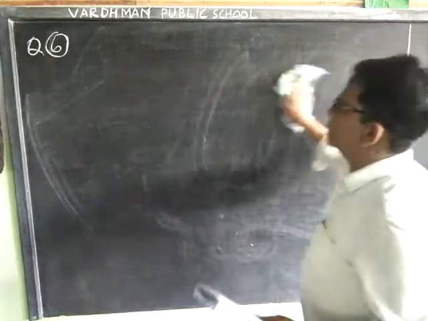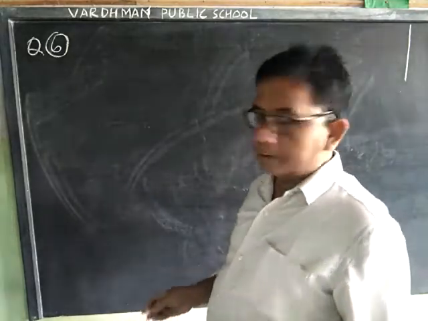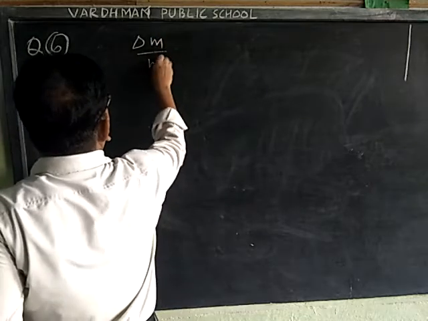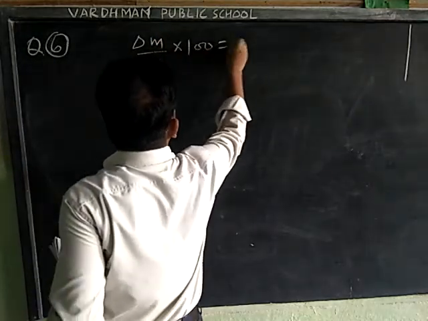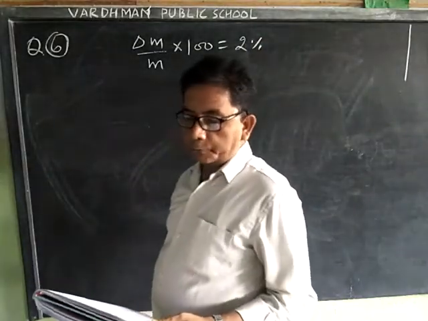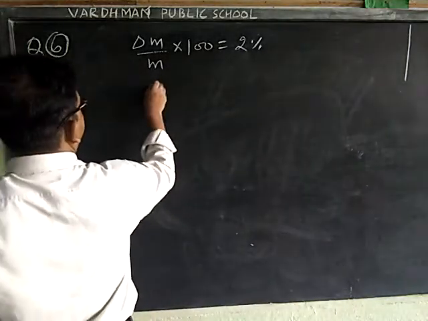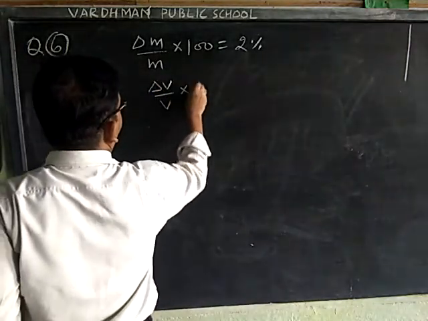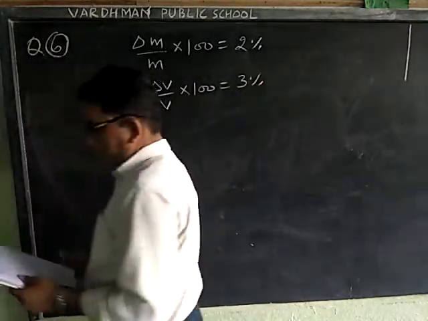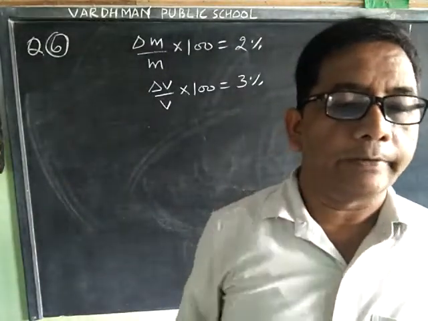The next question is the percentage error in the measurement of mass. Percentage error in the measurement of mass is 2%, that is delta m upon m into 100 is 2%, and speed, percentage error in the speed is 3%, that is delta v upon v into 100 is equal to 3%. You have to find percentage error in the kinetic energy.